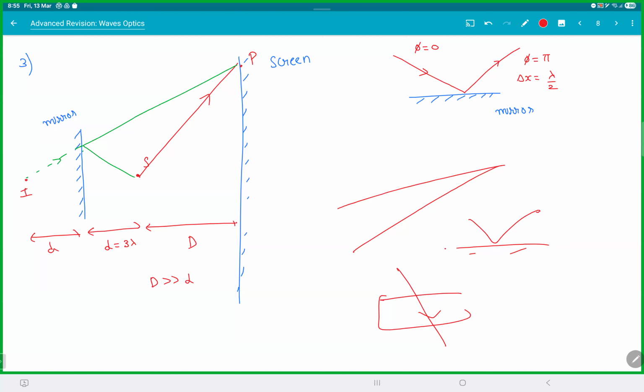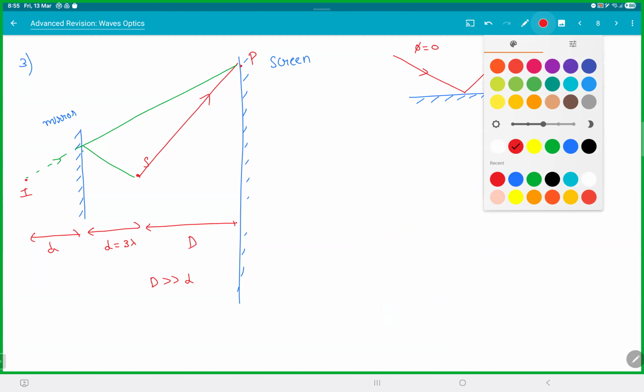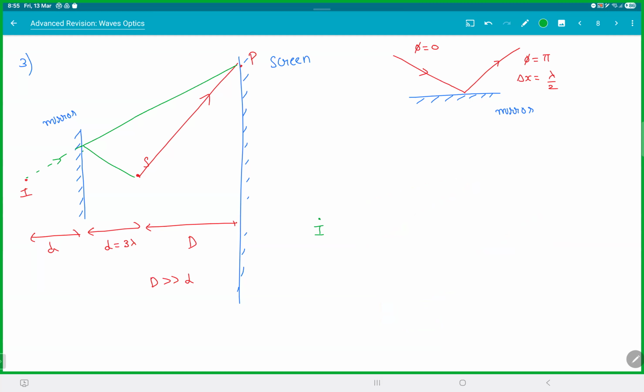Once you got the path difference, the story is always the same. Delta x is equal to n lambda, maximum, minimum, and everything. So it's always about the distance. So your question has become like this. So we have an I and we have point S, and we are trying to find a thing here, P. So what do you want to find? The path difference. So what is the path difference?